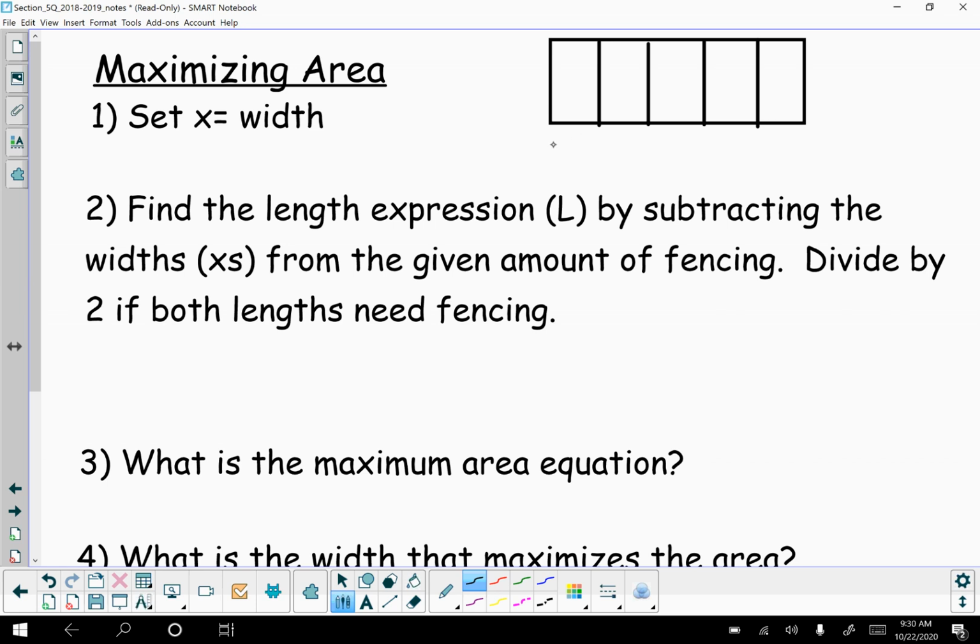Okay, so if we call this side X, let's see, how am I going to approach this? What is the maximum area of the equation? All right, I am going to change that. This is going to be our length. We'll call that our length. And then these are my X's.